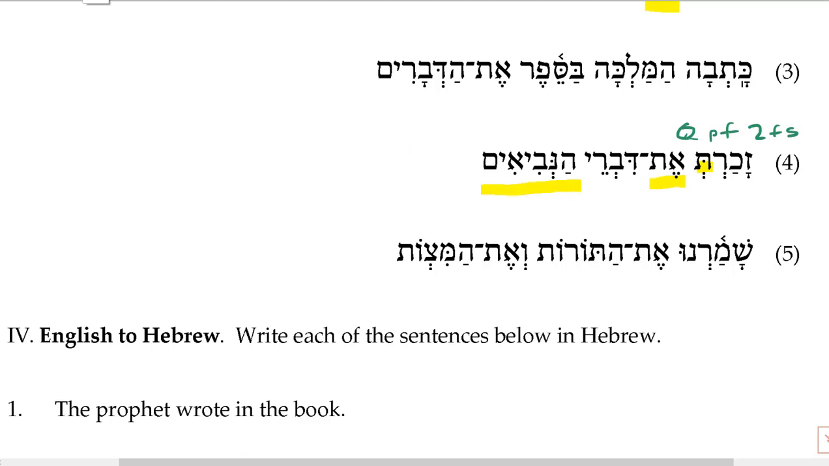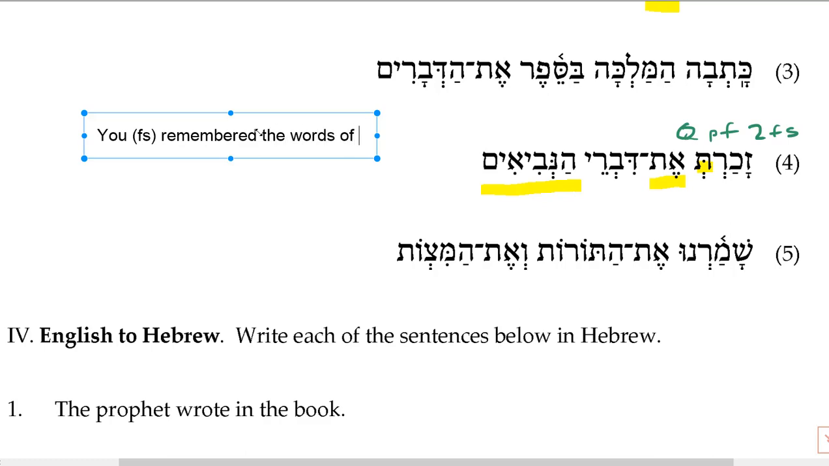So we're going to get then, if we type this out, zakar, which is to remember. So you, feminine singular, remembered, and then it'll be the words, because the hanaviim has a definite article, so the whole construct chain is definite. You remembered the words of the prophets. So that was interesting because the object really is words, but you kind of have a compound direct object there. The words of the prophets.